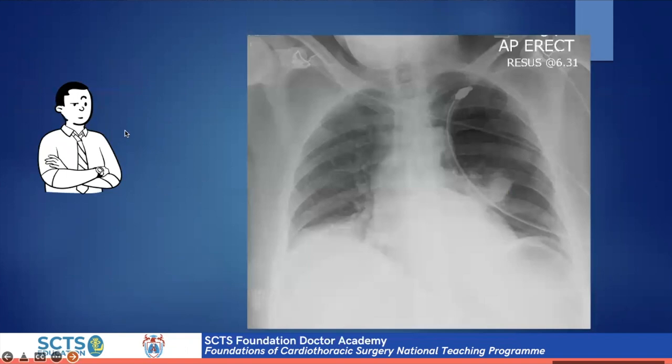Okay, and this is a chest X-ray which one of the team got referred from a patient in one of the peripheral hospitals having presented with a pneumothorax, but there was something strange about the drain placement. Can anybody tell me what you find is a bit strange about this drain? It's something that I've just talked about recently.